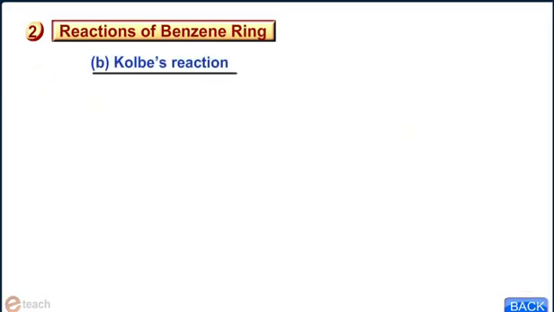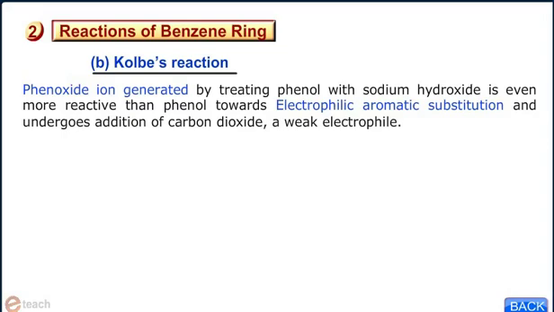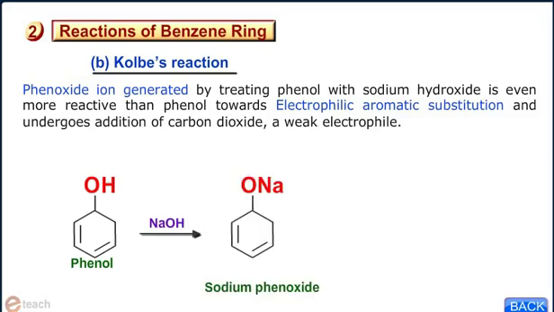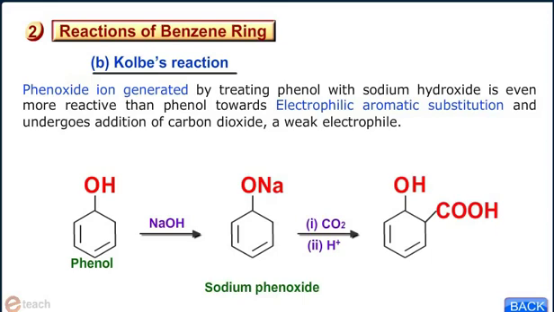Kolbe reaction. Phenoxide ion generated by treating phenol with sodium hydroxide is even more reactive than phenol towards electrophilic aromatic substitution and undergoes addition of carbon dioxide, a weak electrophile. Consider the reaction C6H5OH in presence of NaOH gives C6H5ONa, that is sodium phenoxide, which in presence of CO2, then H+, gives hydroxybenzoic acid, that is salicylic acid.